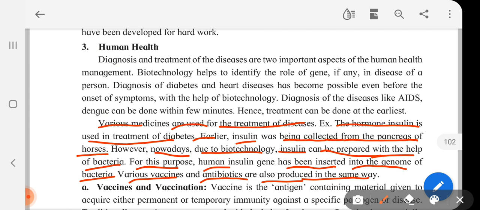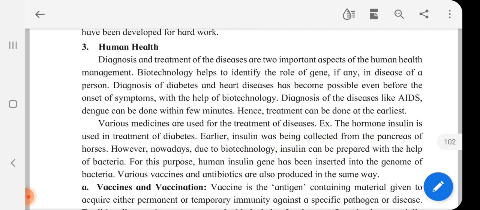So, in earlier days, for the treatment of diabetes, insulin was collected from the pancreas of horses. But because of biotechnology, insulin is now prepared with the help of bacteria. They take the insulin gene from humans and insert it in the genome of bacteria. Now these bacteria are able to produce human insulin. And in this way other antibiotics as well are produced.